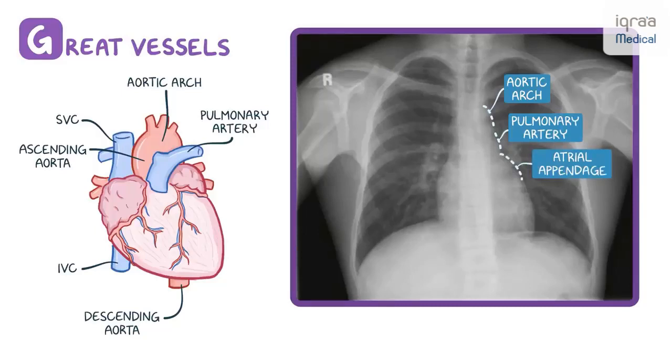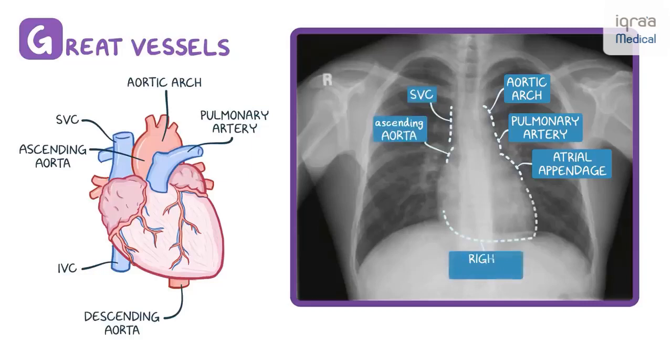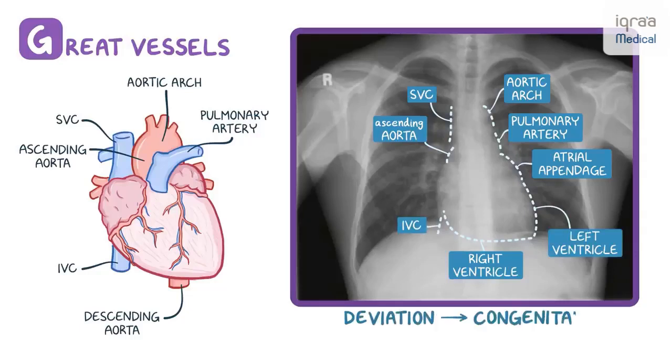On the right side, the superior vena cava, ascending aorta, right ventricle, left ventricle, and inferior vena cava should all be visible. Deviation may be the result of congenital abnormality or disease.